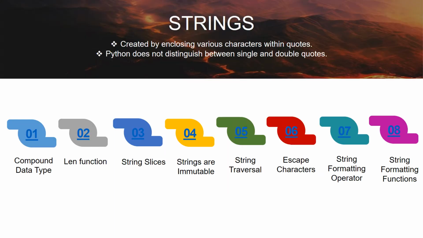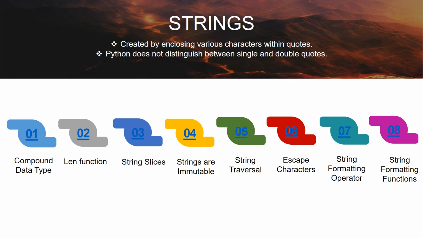String is the most popular data type in Python. It is created by enclosing various characters within quotes. Python does not distinguish between single quotes and double quotes. So creating a string is very easy in Python.